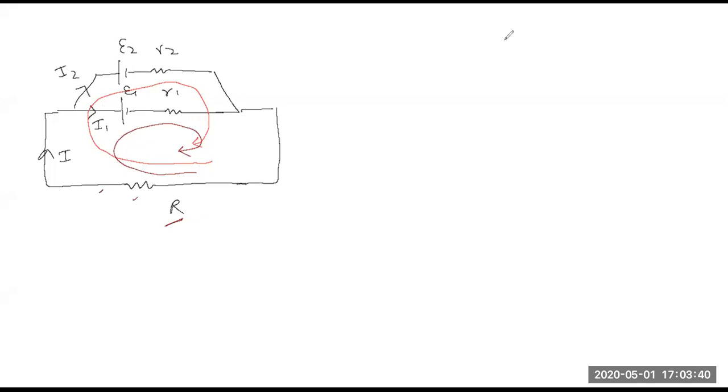Now the first thing before going for KVL, what I'll do is I'll define what the signs will look like, right? So you'll have a plus sign here and a minus sign here because current is flowing this way. I am having then a plus sign here, a minus sign here, as it's moving this way. And here you'll have a plus sign and a minus sign again.